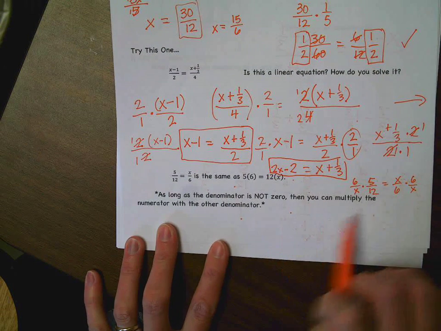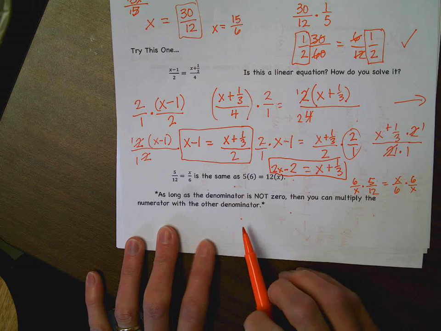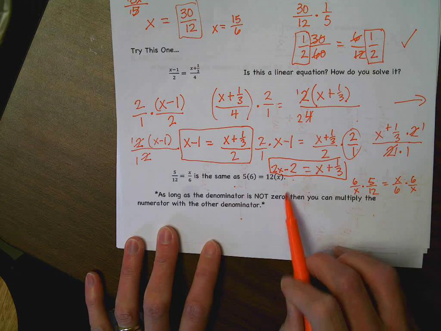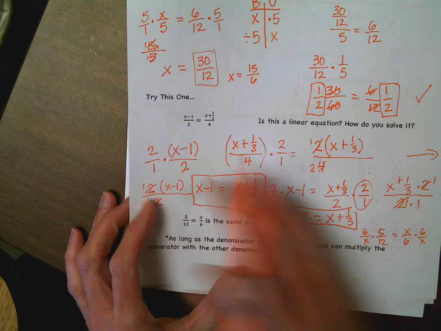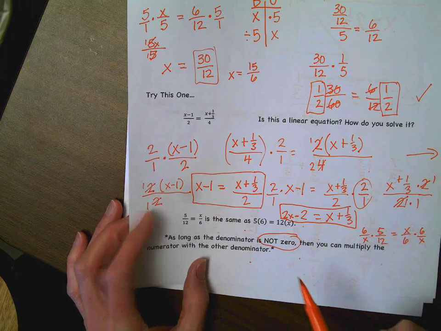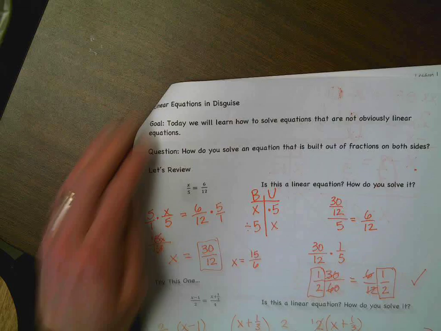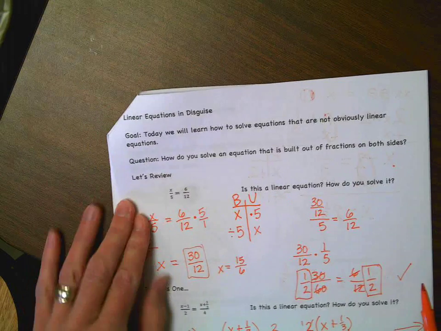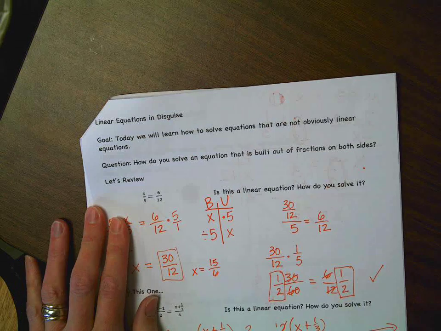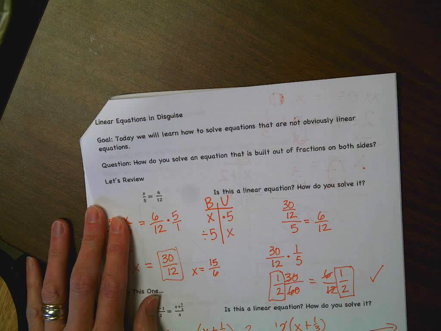This is also a side note right here. As long as the denominator is not 0, then you can multiply the numerator with the other denominator, as long as it's not 0. That's something to help you with, so that you have this big old conglomerate of work. Sometimes that can be helpful. All right. I know you're completely overwhelmed, but I believe in you, and I think that you can do this.